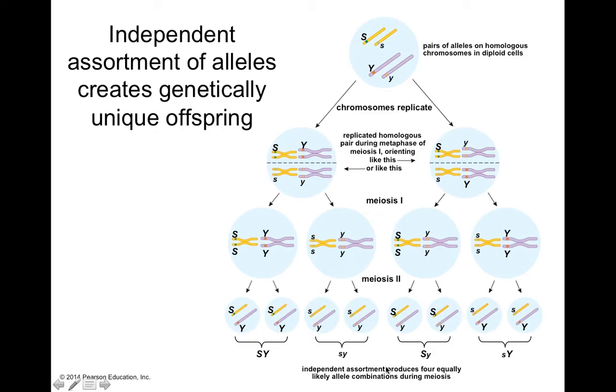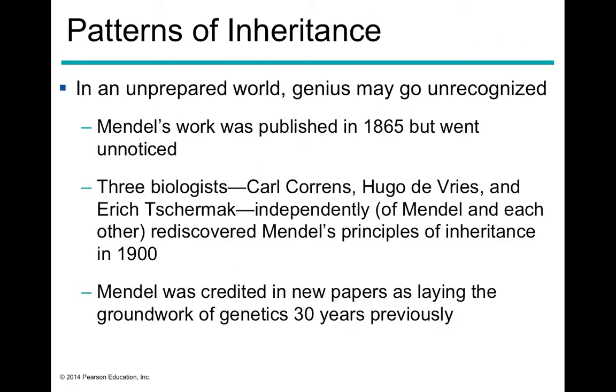So you have independent assortment while you're creating your meiotic products, right? So you end up with these specific allelic combinations. So 4 equally likely allelic combinations occur during that meiosis because of the independent assortment. Again, this is if these are alleles on different chromosomes.